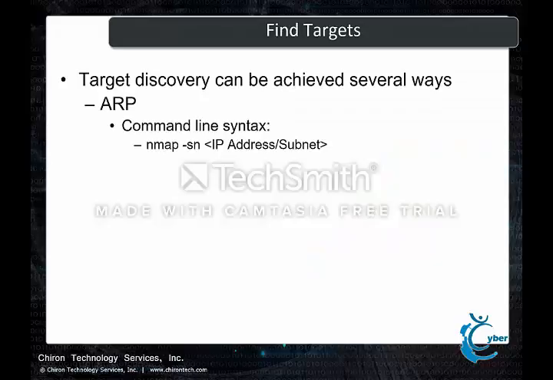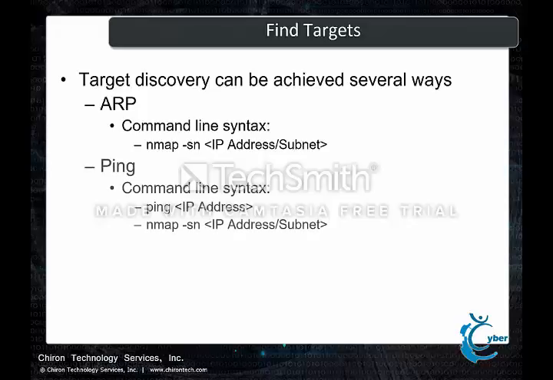So really, finding targets or target discovery can be achieved in several ways utilizing several different tools and protocols. We'll begin with ARP. Command line syntax to send out an ARP scan within Nmap is the command nmap with a dash lowercase s lowercase n option with an IP address or a subnet that you would like to scan.